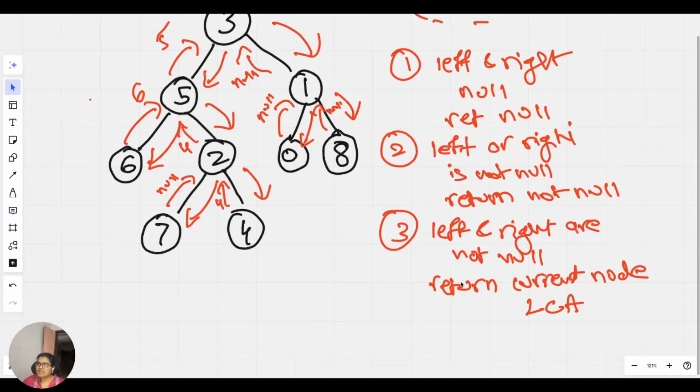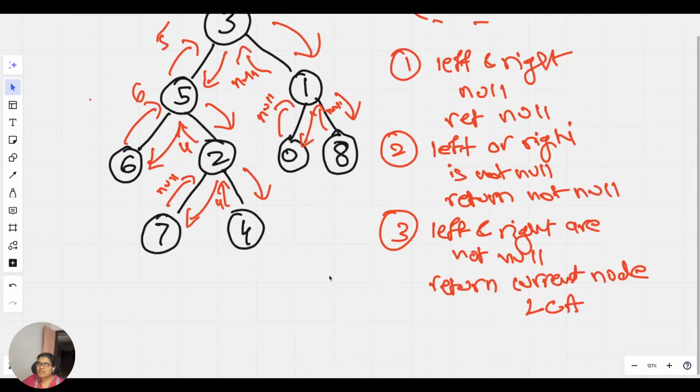If both are null, it is just null. If either of them is not null, we return that not null element to its parent so that it will help it compute the lowest common ancestor. Once we found both left and right as not null, that is when we found the answer.